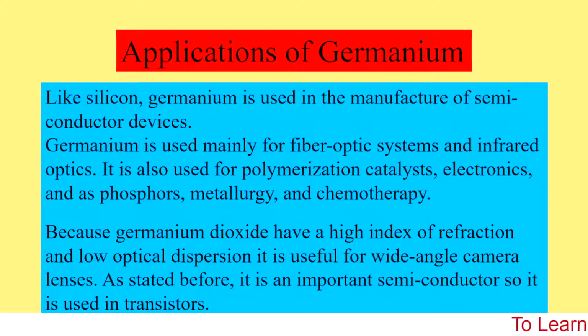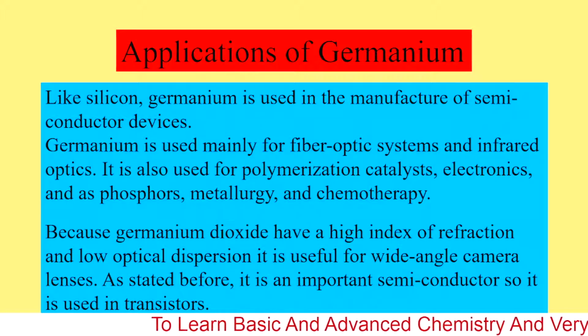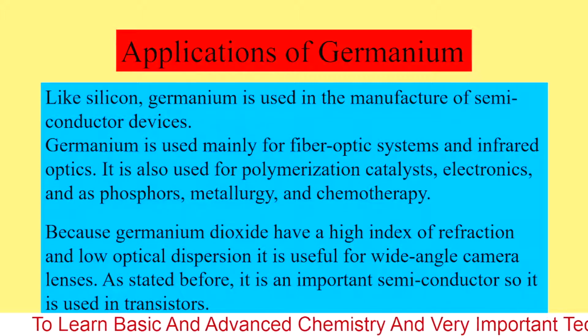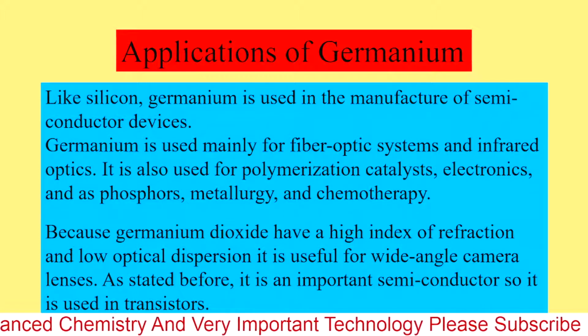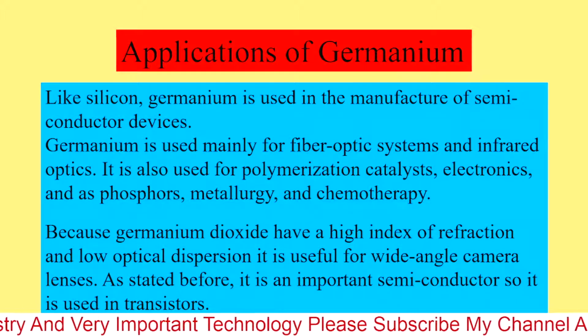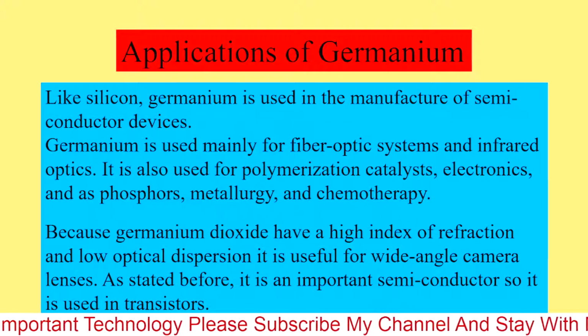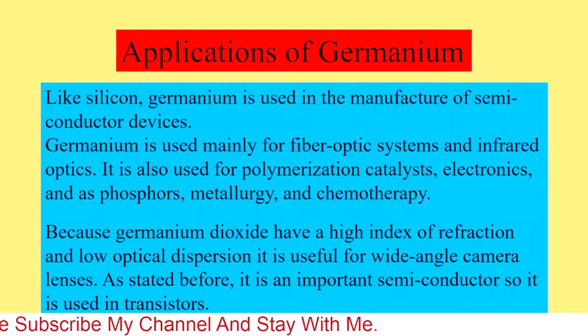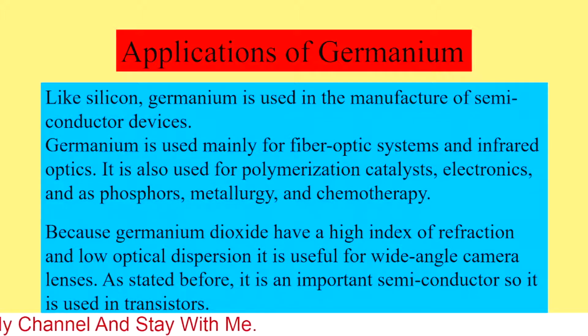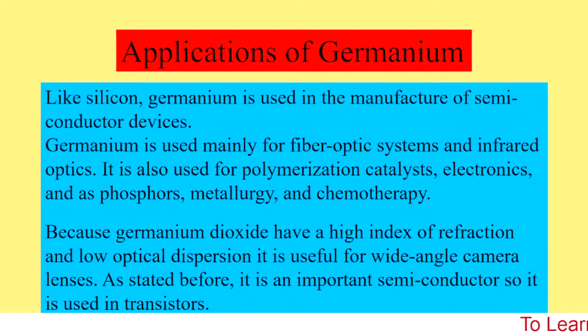So it is also used as a polymerization catalyst. That is one of the very important uses for any reaction. If you can use some catalyst, then you can get a lot of products in a very short time. That means the catalyst can increase the rate of the reaction. So even if it is expensive, we should still use it, because we can get the product in a very short time. So germanium is also used as a polymerization catalyst.